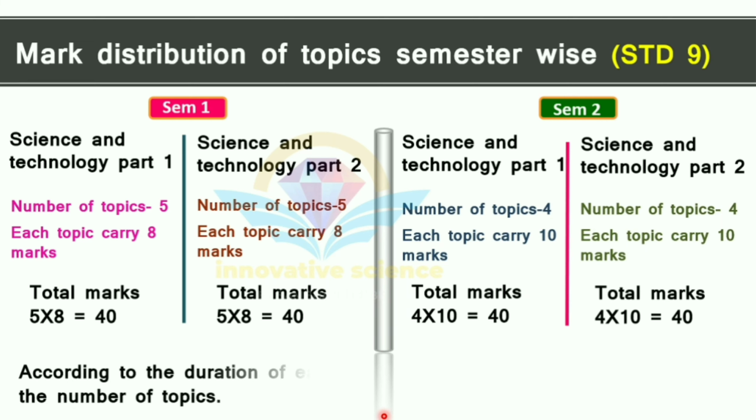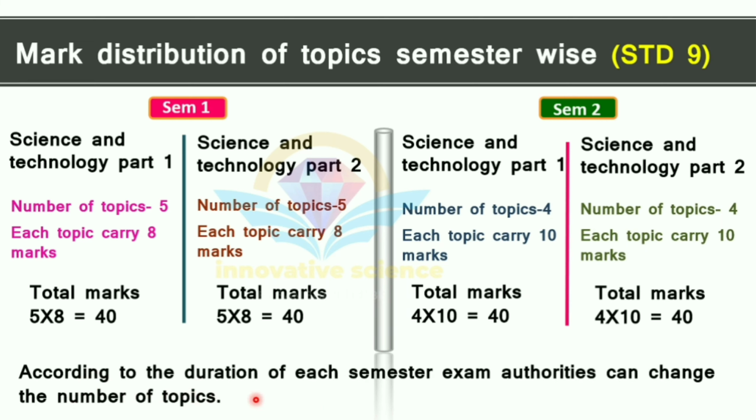But note this, according to the duration of each semester, exam authorities can change the number of topics. That means sometimes if the first semester is shorter, then 8 chapters are for the first semester and 10 chapters are for the second semester. Therefore, sometimes such types of changes are also done by exam authorities.